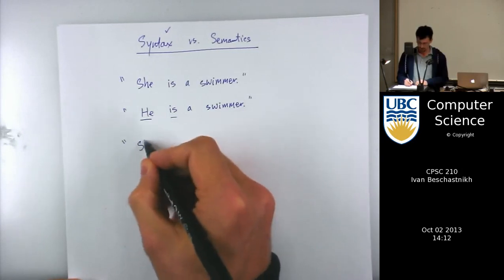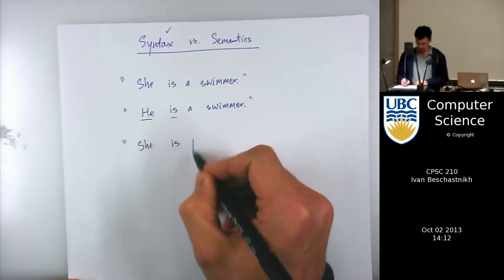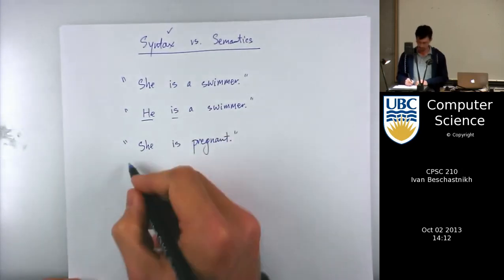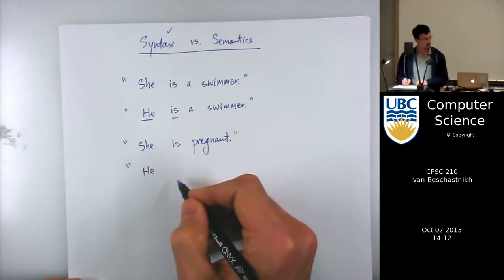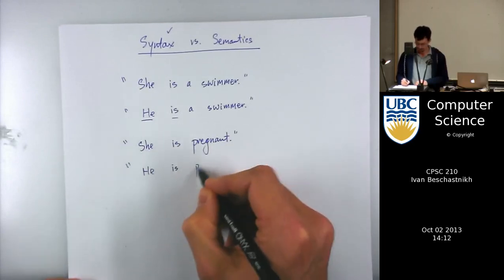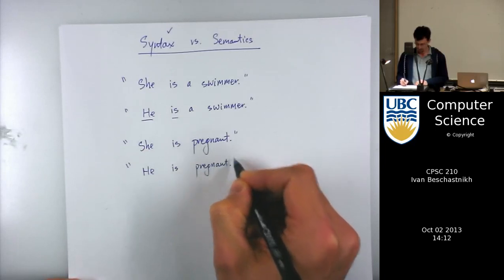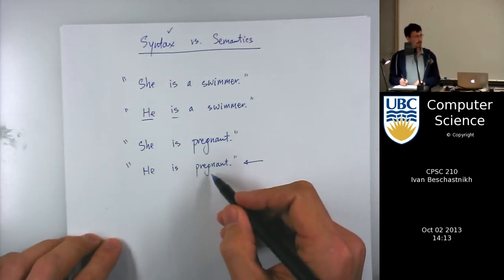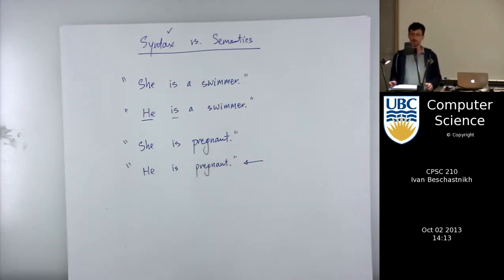But if I write something like, she is pregnant, then I can't really substitute he for she, right? If I write he is pregnant, this is still a legal sentence, right? I can still say it, and it can be parsed. So syntactically, this is okay. But semantically, it's really bizarre, right? Because semantically, you reason about the world and you say, how can he be pregnant? It's not possible, right? So this is English.